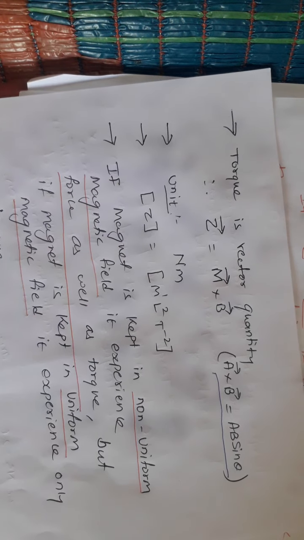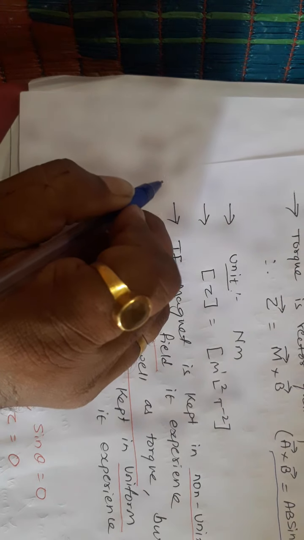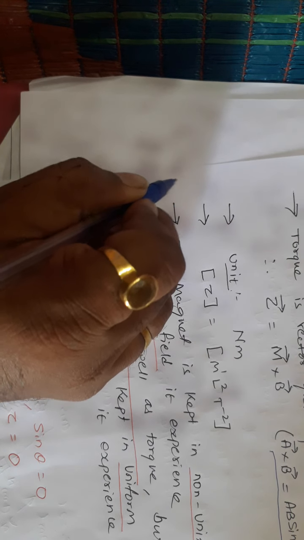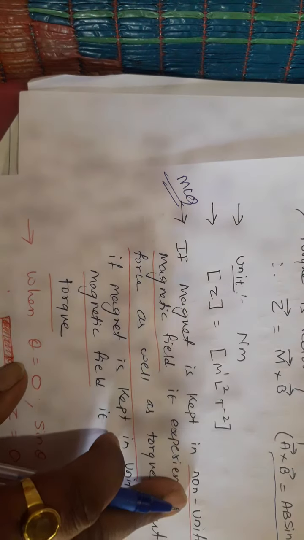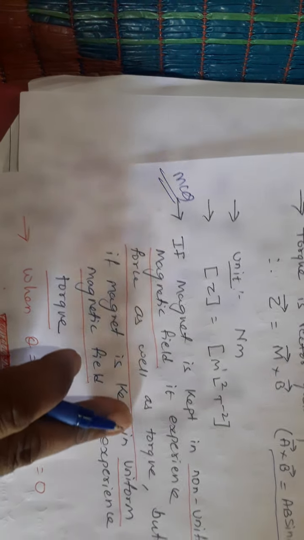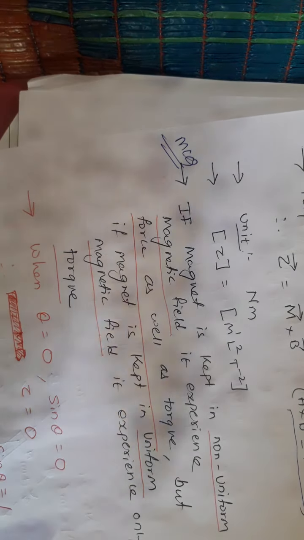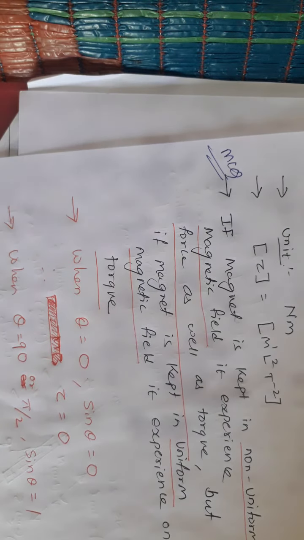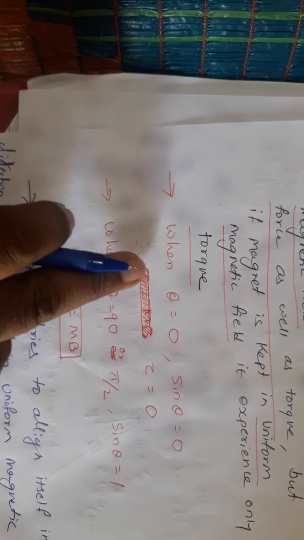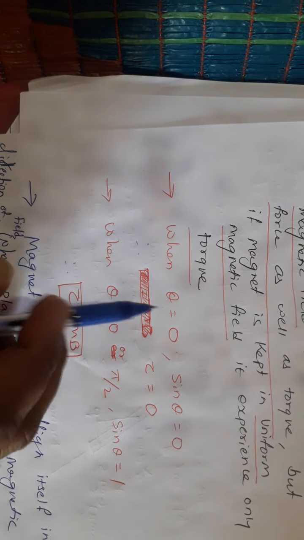Now a few things we need to understand from the entrance examination point of view, from the MCQ point of view. If a magnet is placed in a non-uniform magnetic field, it experiences force as well as torque. But if a magnet is placed in a uniform magnetic field, it experiences only torque. And these are the possible values; we can change them accordingly as our theta changes.